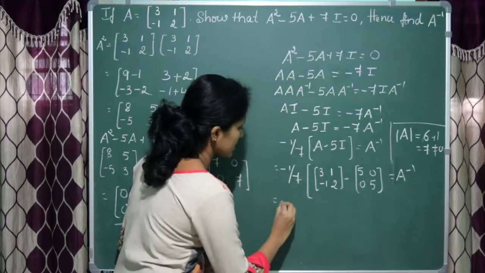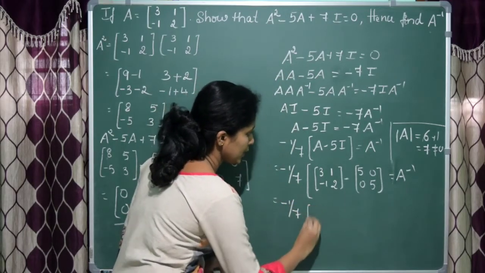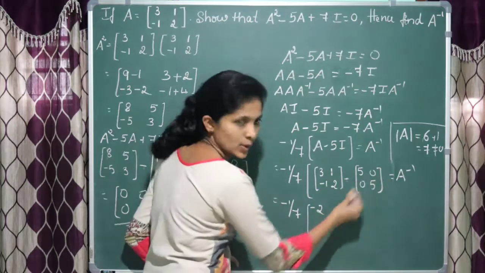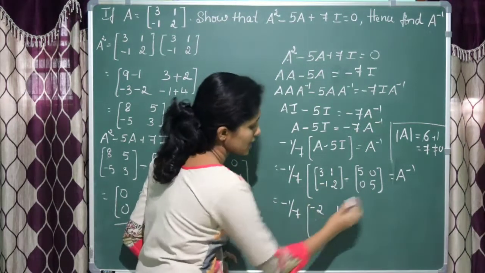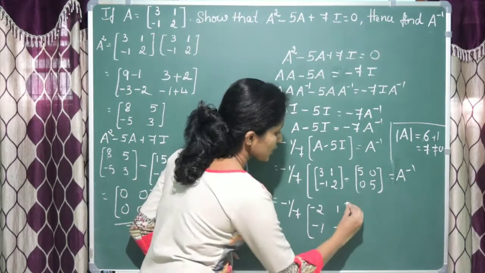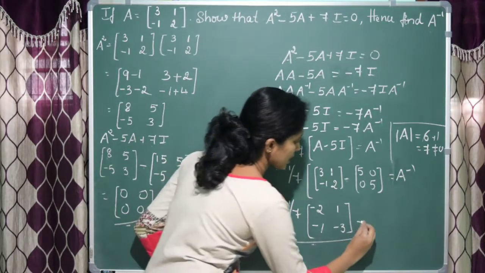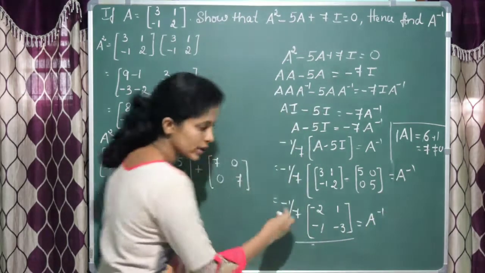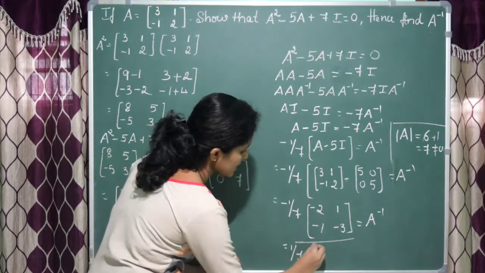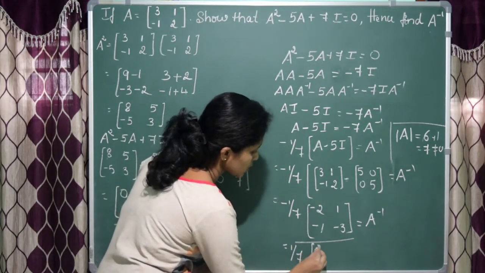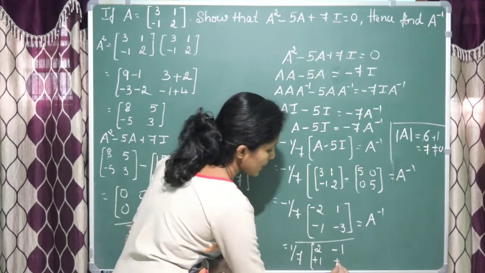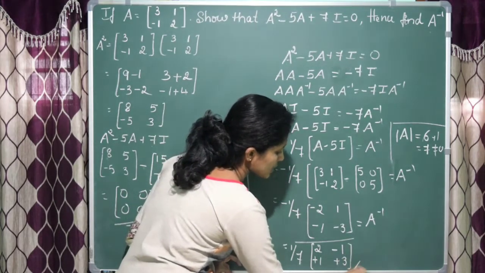Now we will simplify. This is equal to minus 1 by 7 into 3 minus 5, which will be minus 2. Then 1 minus 0, 1. Minus 1 minus 0 will be minus 1. 2 minus 5 will be equal to minus 3. So this is the inverse of the matrix, A inverse, right? Or else you can multiply by the negative sign. If you multiply by the negative sign, this will be 1 by 7. This is now plus 2. So this is minus 1, right? This will be now plus 1 and this will be plus 3. This is the inverse of the matrix.